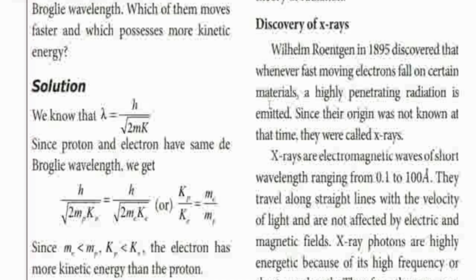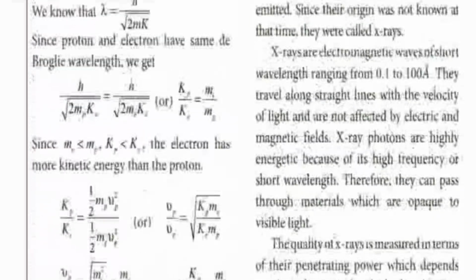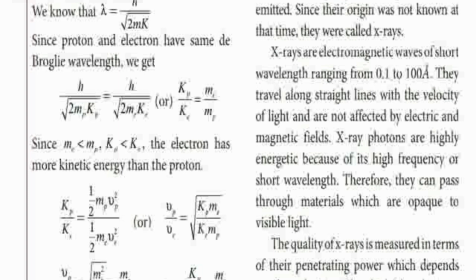So when fast-moving electrons fall on certain materials, highly penetrating radiation is emitted. That ray is called the X-ray because he didn't know the property and characteristics of that ray. The wavelength of X-rays starts from 0.1 to 100 angstroms. So that is the range of the X-ray, and we have already seen that in the picture.